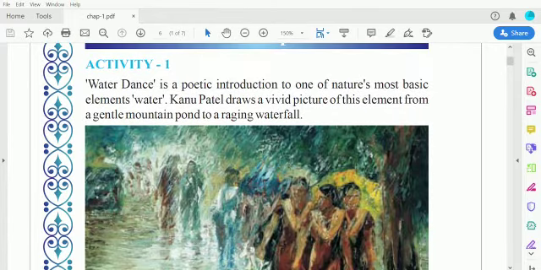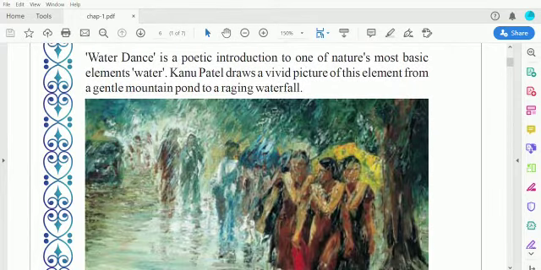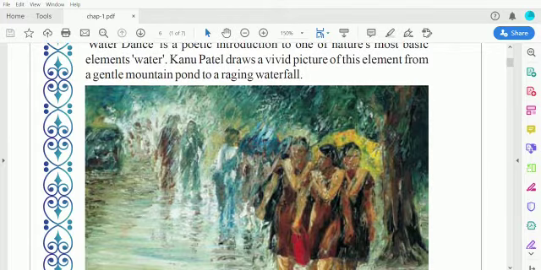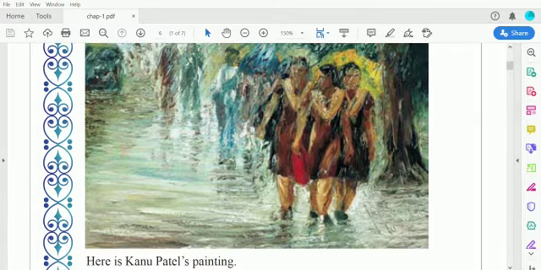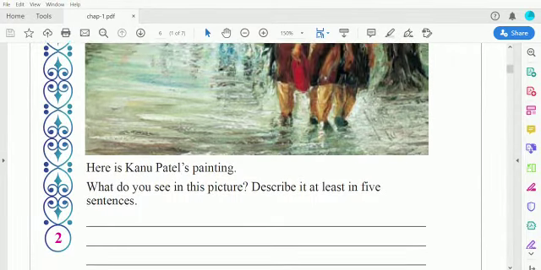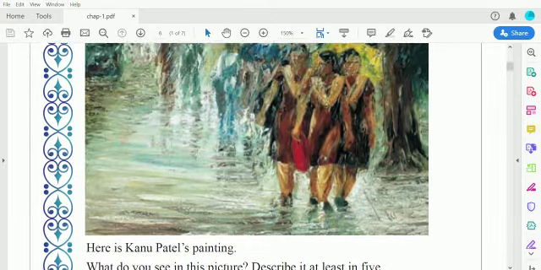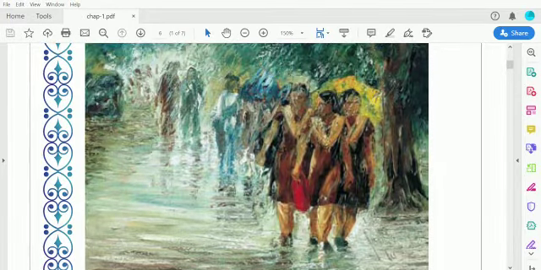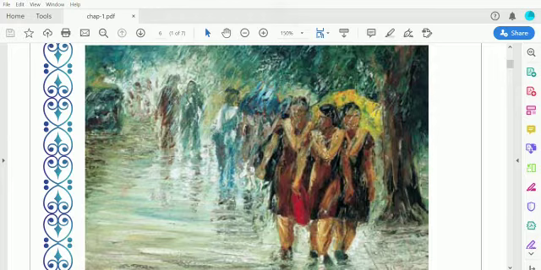So your first picture is, you have to describe this picture, and this is the painting done by Kanu Patel, and he has done many paintings. So here one of the pictures is given. This painting you have to describe. You can see here, children, many lines are given here. You have to write 5 to 6 sentences on this, whatever you are seeing in this picture. In the textbook itself you have to write.